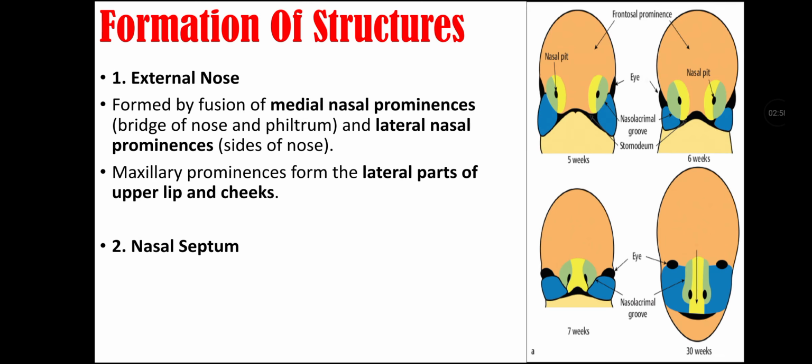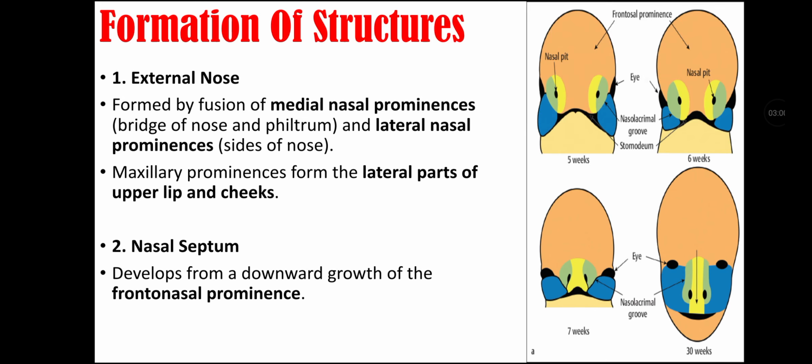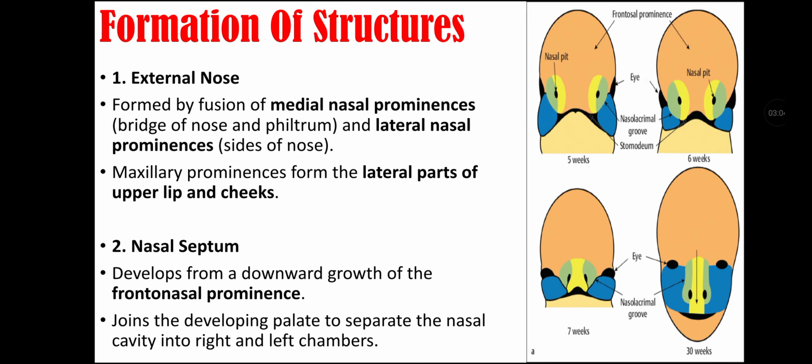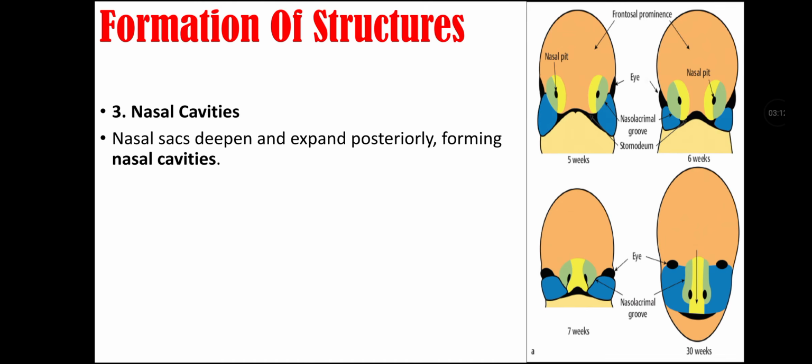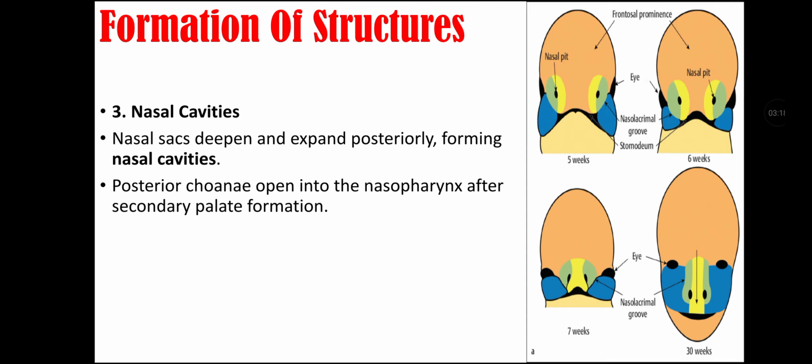Then there is nasal septum that develops from a downward growth of the frontonasal prominence. This joins the developing palate to separate the nasal cavity into right and left chambers. Next structure related to the nose is nasal cavities. The nasal sacs deepen and expand posteriorly, thus forming the nasal cavities. There are posterior choanae that open into the nasopharynx after secondary palate formation.